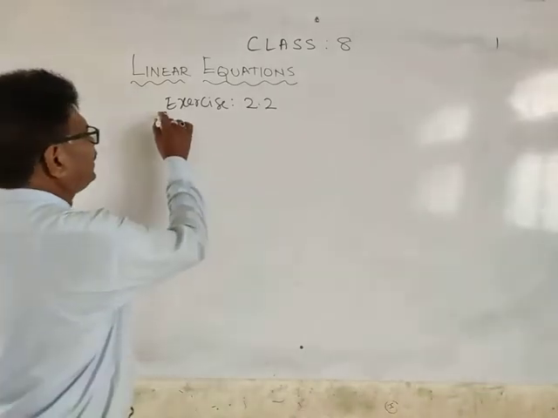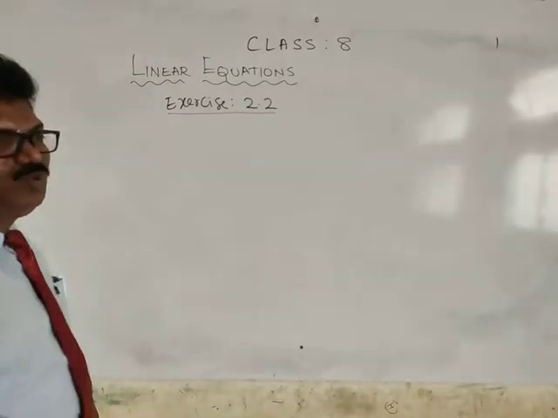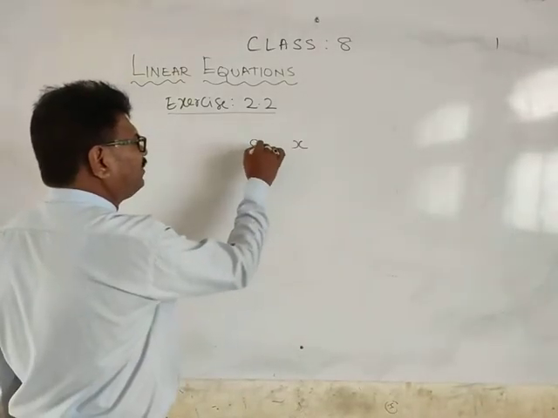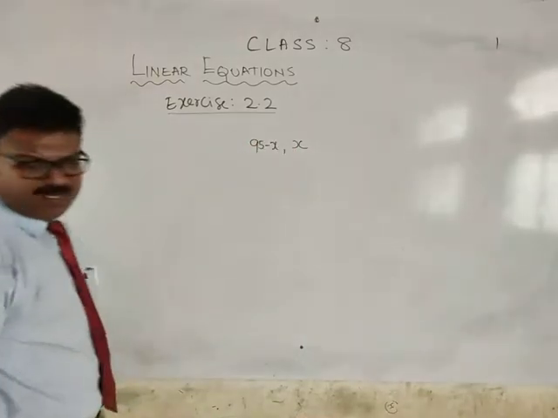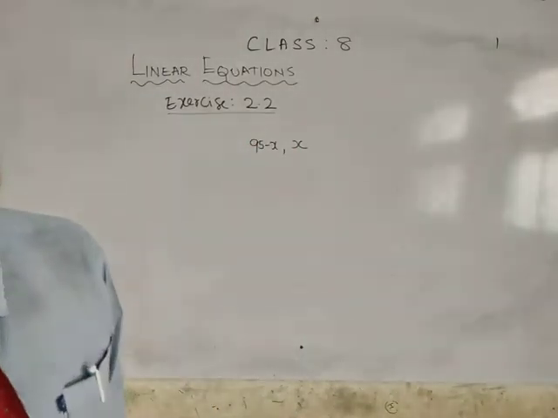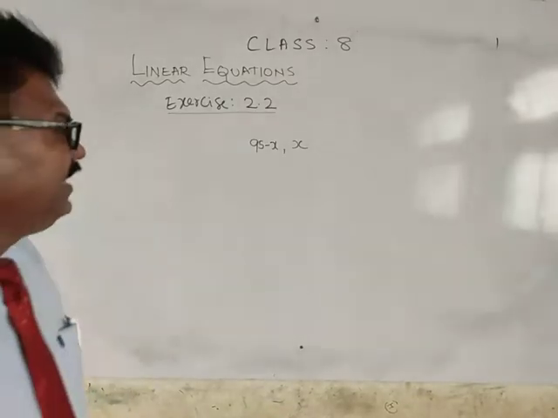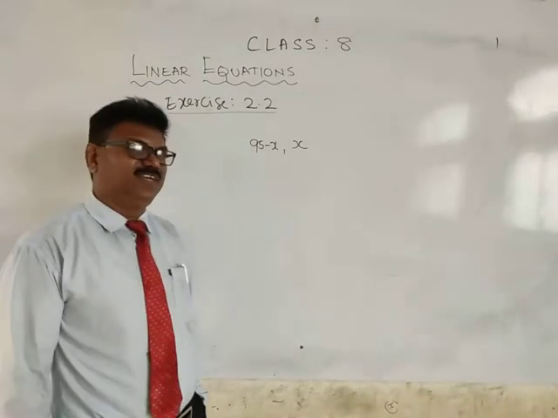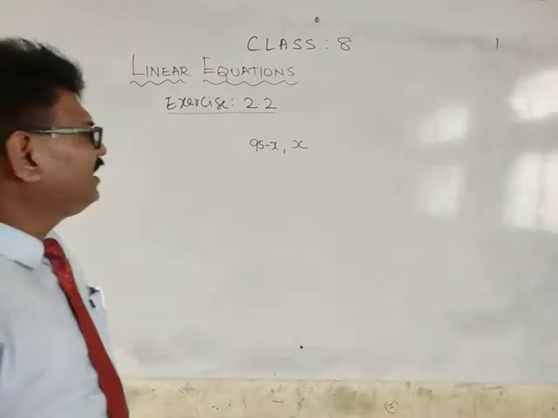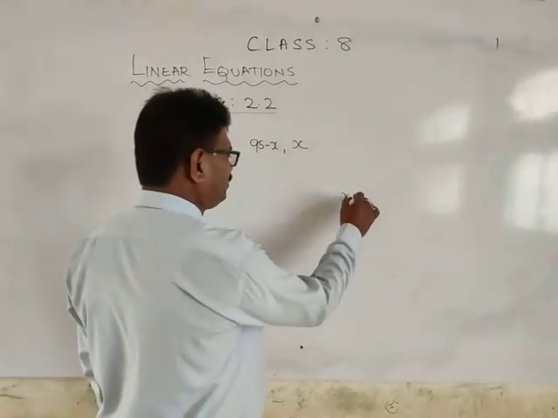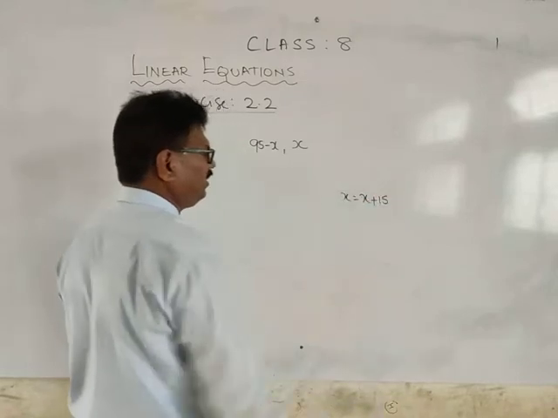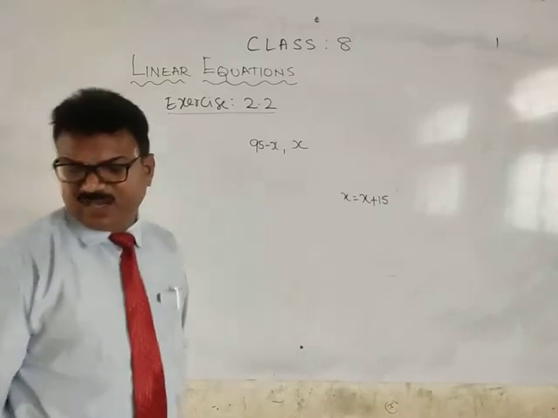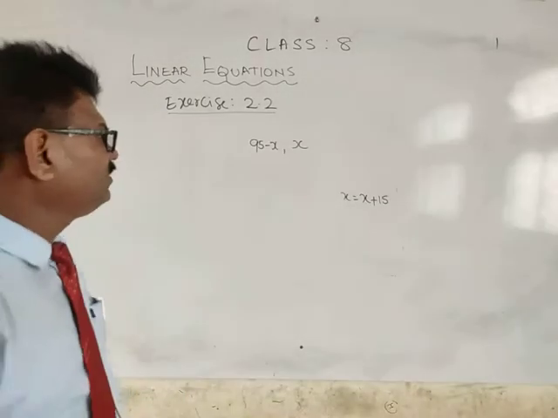Sum of two numbers is 95. Now there are two numbers. One number is x. Therefore, what is the second number? 95 minus x. If one exceeds the other by 15, how to write this? One exceeds the other by 15. Therefore, where x is there, we have to write x plus 15. Then find the numbers.